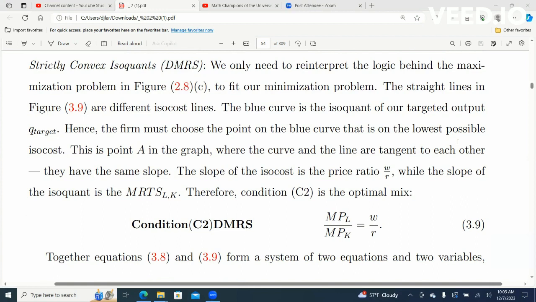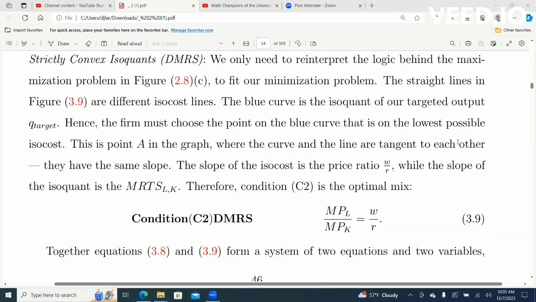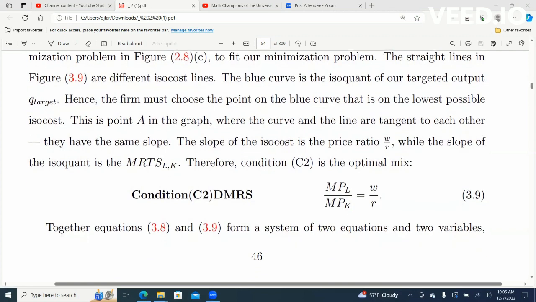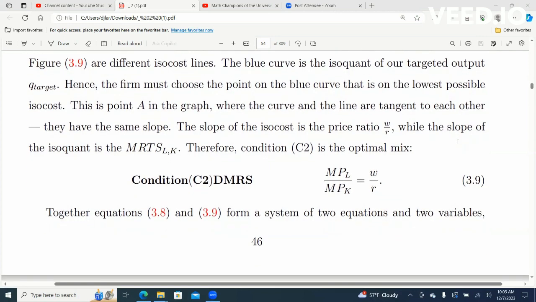We're not going to go through all these figures, but the straight lines in figure 3.9 are different isocosts. The blue curve is the isoquant for our targeted output. Hence, the firm must choose the point on the blue curve that is on the lowest possible isocost. That is point A in the graph, where the curve and the line are tangent to each other.